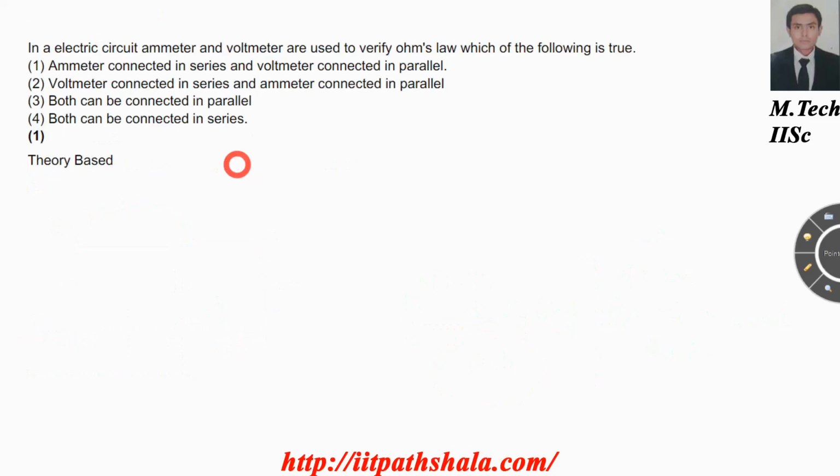Now let us move to the next question, which says that in an electric circuit, ammeter and voltmeter are used to verify Ohm's law. Which of the following is true? Ammeter is connected in series and voltmeter is connected in parallel, so it is the correct one. Other ones should be incorrect. Okay, so it's a theory based question. You can figure it out by yourself. It's basic knowledge you should have before giving the examination itself.